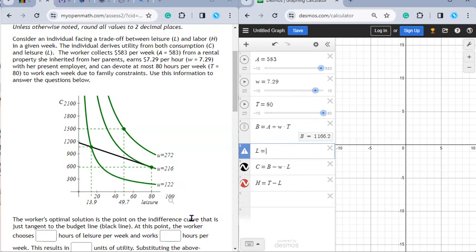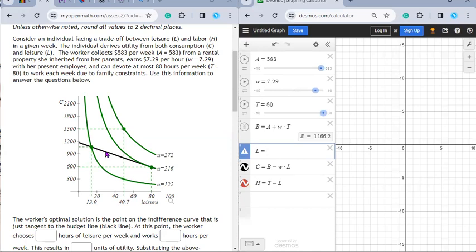Okay. So the worker's optimal solution is a point of tangency, right? This point here, of the 3 green points, this point is affordable. The person is on the budget line. The person is not saving. The person is using all of their income, earned or not, for consumer goods. But this person could be happier if they generally consume more goods and services and leisure, right?